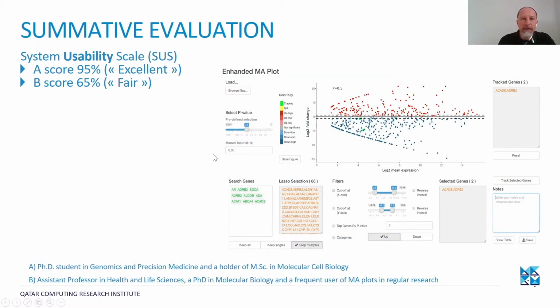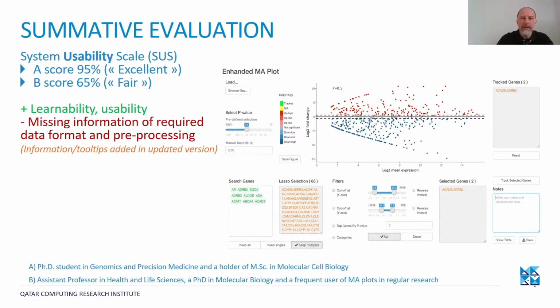We performed a summative evaluation with users A and B. C was not available. We ran a System Usability Scale, and we got a 95% score, which is excellent, for user A, and a 65% usability score, which is fair, for user B.